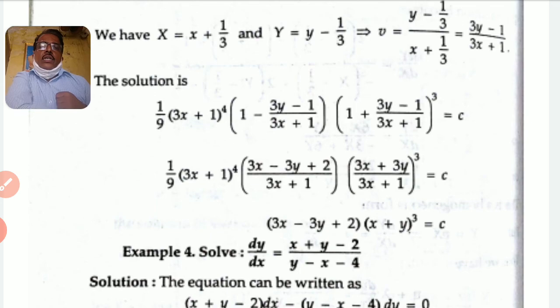Okay, so with this I end this session, and I continue in the next class. And in the next class I'll take the next type of equation, that is linear equation, which is of the form dy by dx plus py is equal to q, where p and q are functions of x. So we continue in the next class. Thank you.